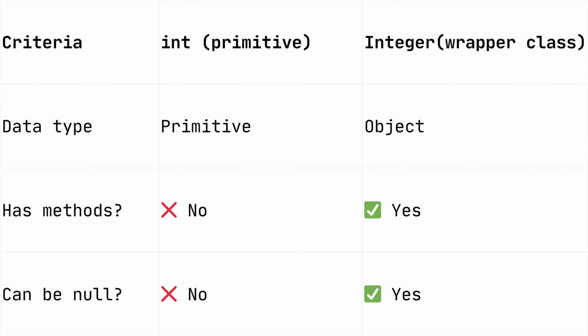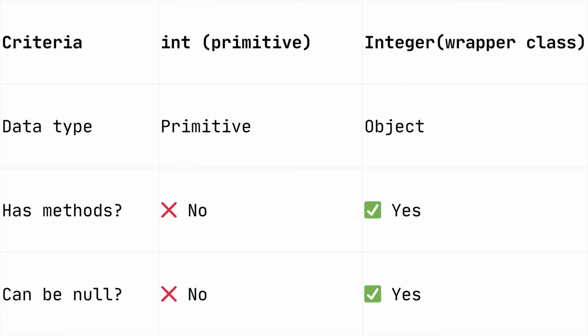A quick side-by-side comparison. int is a primitive, lightweight, and fast. Integer is an object, part of Java's class hierarchy. int can't be null. Trying to assign null will cause an error. Integer can be null, helpful when working with databases or optional values. int has no methods. Integer gives you built-in functionality. We'll get to that in a bit.